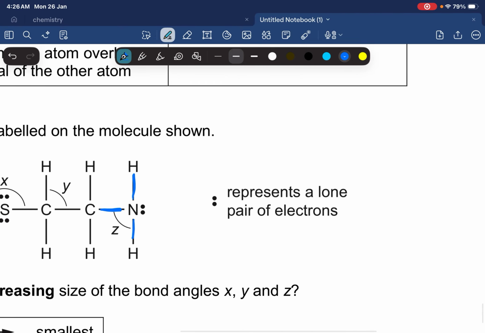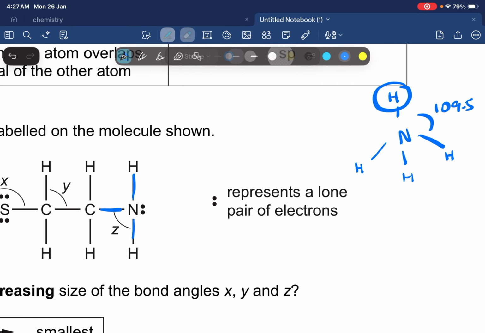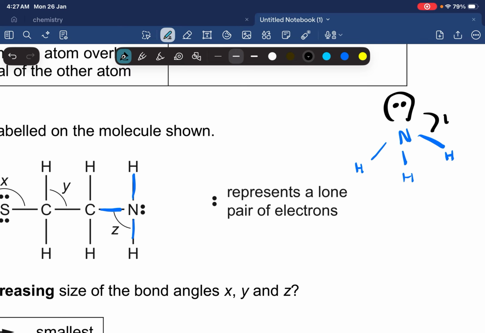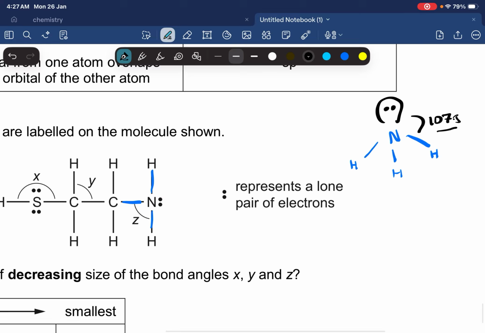Remember, whenever you have 3 bond pairs and a bond pair on the top, that is 4 bond pairs, and the angle is 109.5. But when this top pair is replaced by a lone pair, this 109.5 angle decreases to almost 107.5, around 107. So this one is going to be 107.